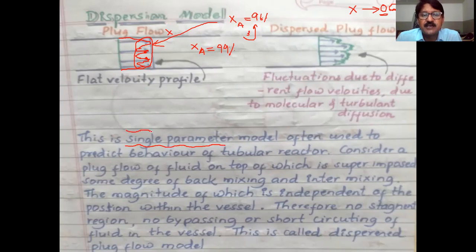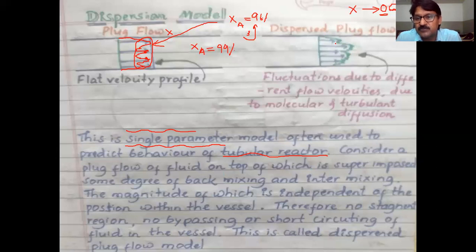Therefore, it is called a single parameter model, often used to predict the behavior of a tubular or plug flow reactor. So why is it used? It is used to predict the behavior, whether there is no mixing or mixing, and what is the extent of mixing. Okay, consider a plug flow of a fluid on top of which is superimposed.